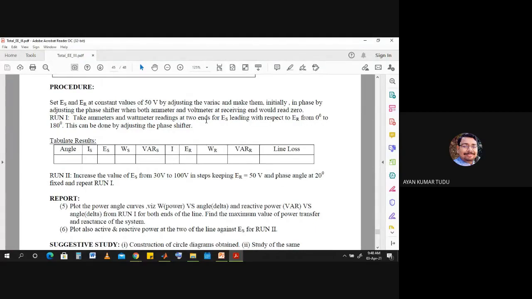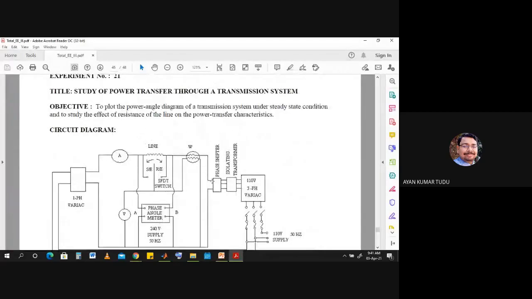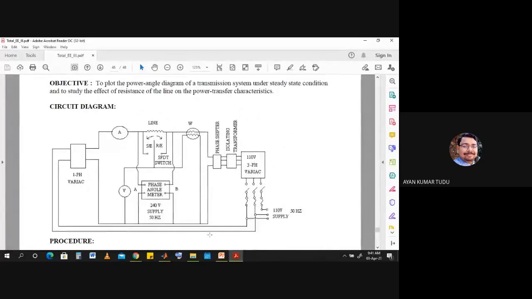And similarly, we'll also be plotting the active and reactive power output at the two line against our changing sending end voltage for our run 2. Okay, this is the method, this is the total experimental lab that we'll be doing. Now let us see what we'll be doing here.